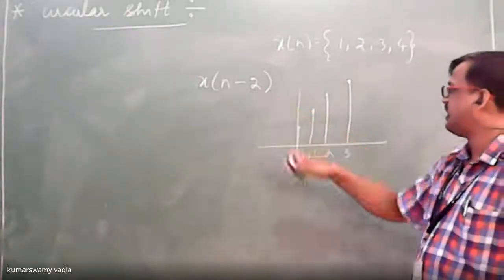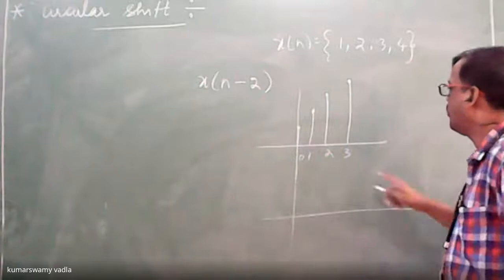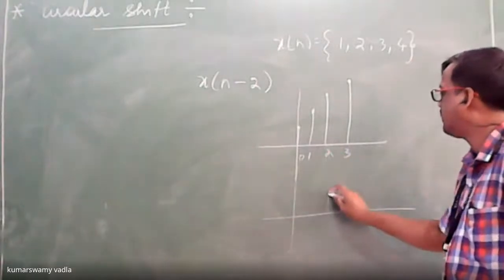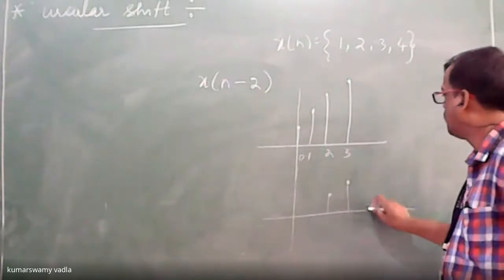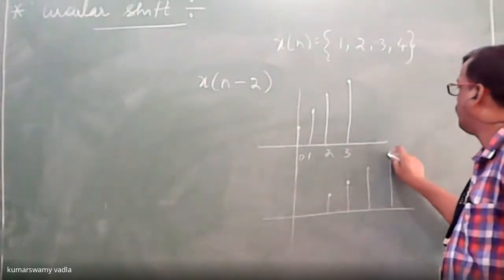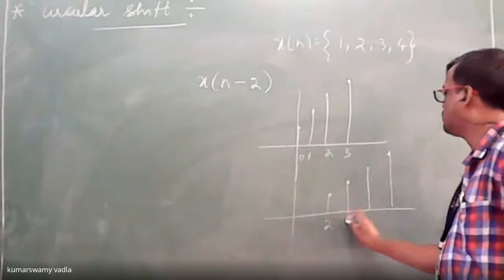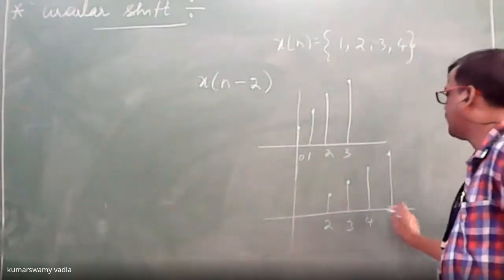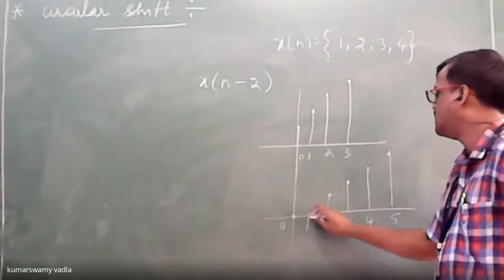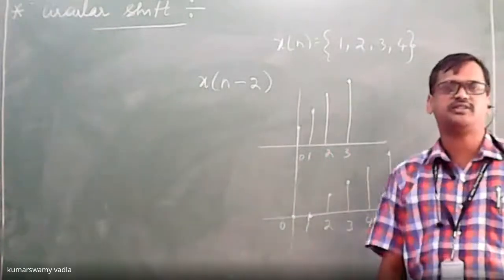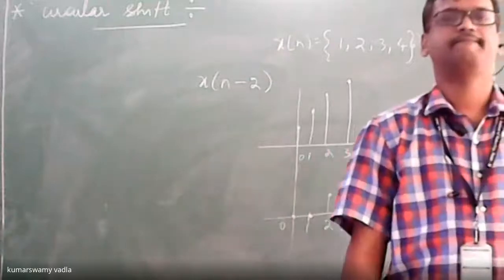Right. So, 2 places right means 1, 2. Here you will get 1, 2, 2, 3, 4, means 2, 3, 4, 5. 0, 1 will become 0, 0. Yes or no, students? Yes, sir.